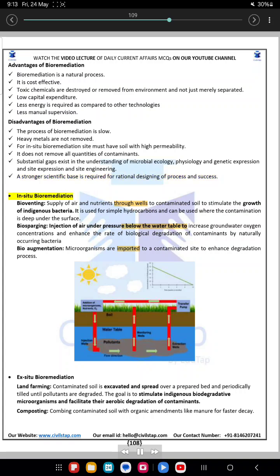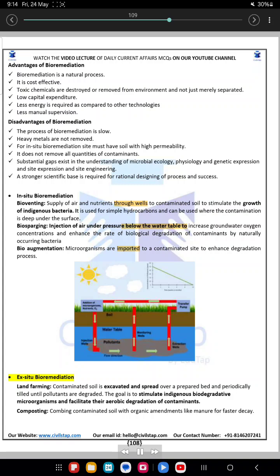In situ bioremediation. Bioventing: supply of air and nutrients through wells to contaminated soil to stimulate the growth of indigenous bacteria. It is used for simple hydrocarbons and can be used where the contamination is deep under the surface. Biosparging: injection of air under pressure below the water table to increase groundwater oxygen concentrations and enhance the rate of biological degradation of contaminants by naturally occurring bacteria. Bioaugmentation: microorganisms are imported to a contaminated site to enhance the degradation process.